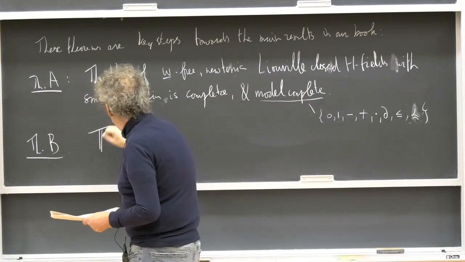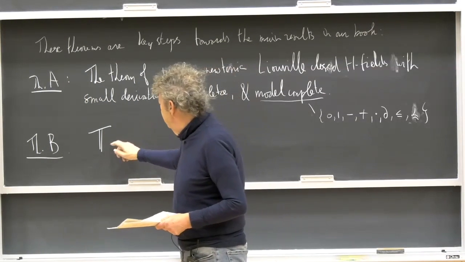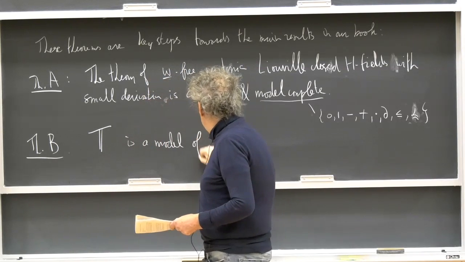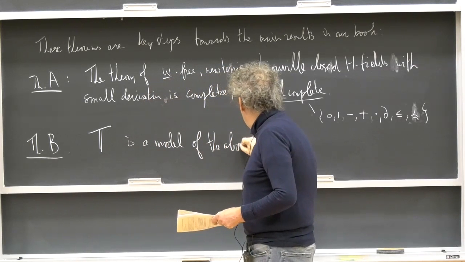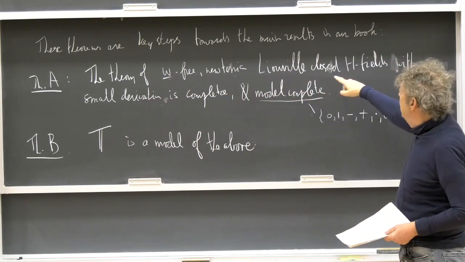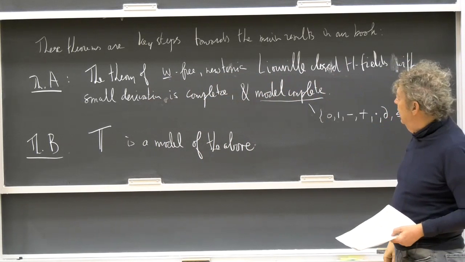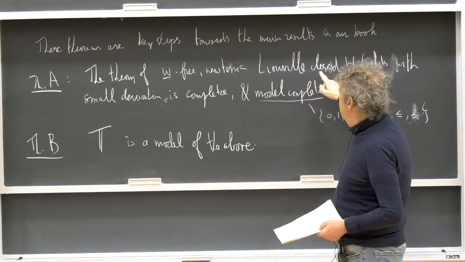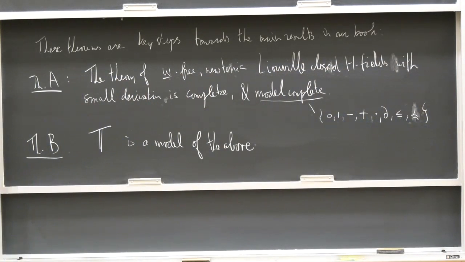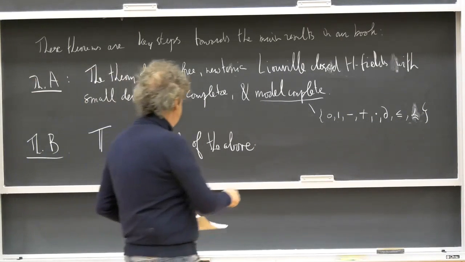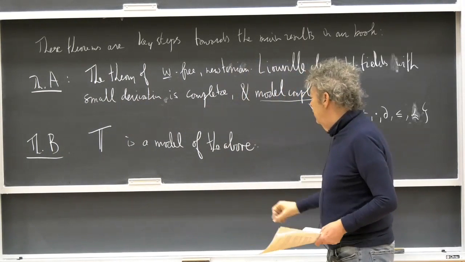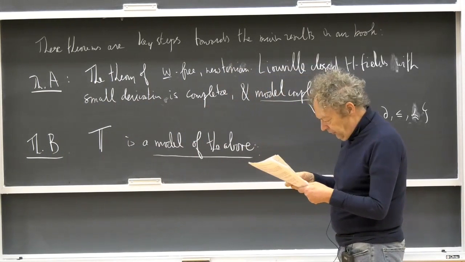Now, of course, it's very important that there are natural models, namely the field of transseries is a model, satisfies all these conditions, is a model of the above theory. It is omega-free, Newtonian, Liouville closed. Well, Liouville closed is fairly basic. Omega-free is not hard either, but Newtonian does require serious work.